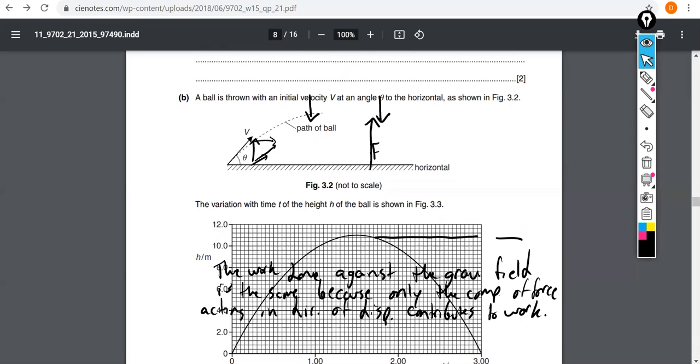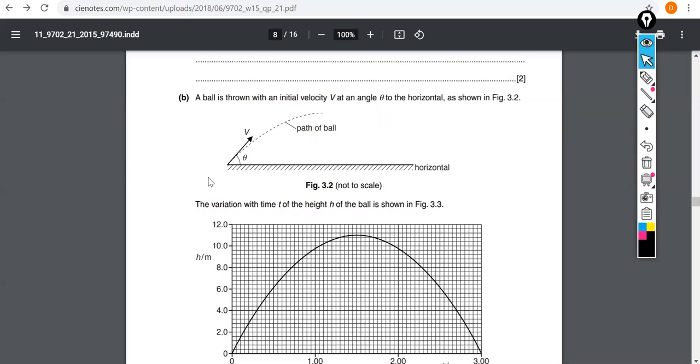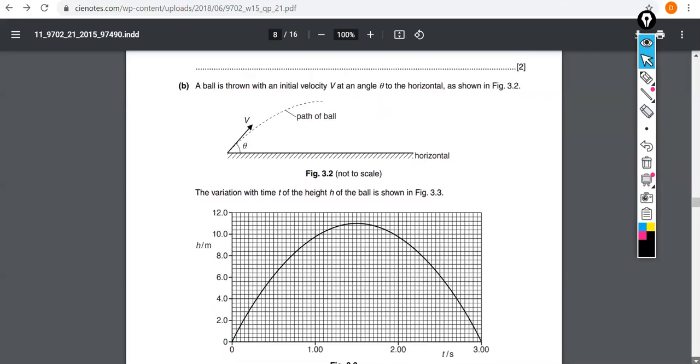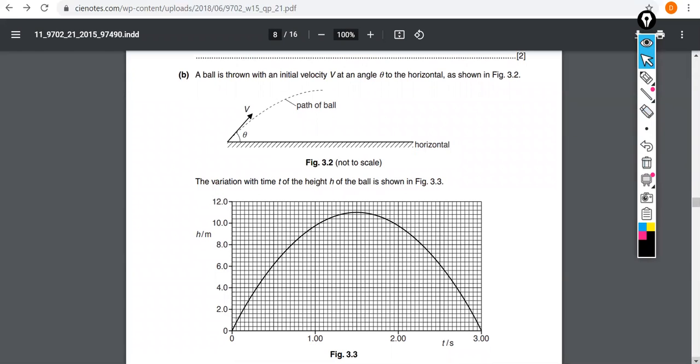Question goes on to give us a figure here. Again, this is recorded, so you can always pause it and read through that at your leisure. A ball is thrown with an initial velocity v at an angle theta to the horizontal, as shown in figure 3.2. And then it says the variation with time t of the height h of the ball is shown in figure 3.3. So we're given a displacement-time graph.